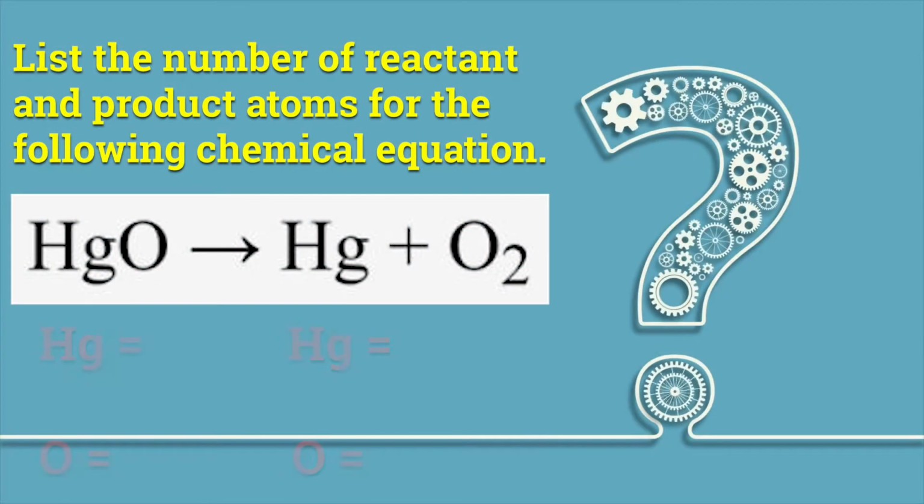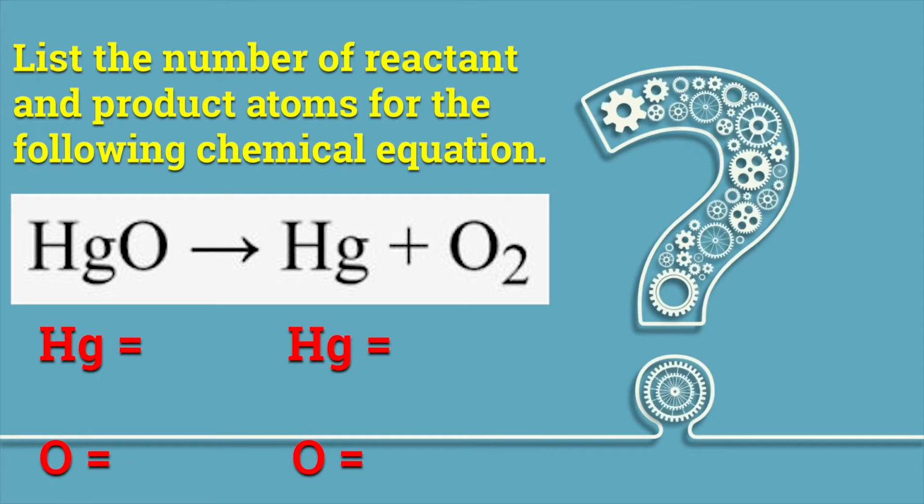Quick check for understanding. List the number of reactants and product atoms for the following chemical equations. Pause the video and take 2 minutes to complete. You got this.